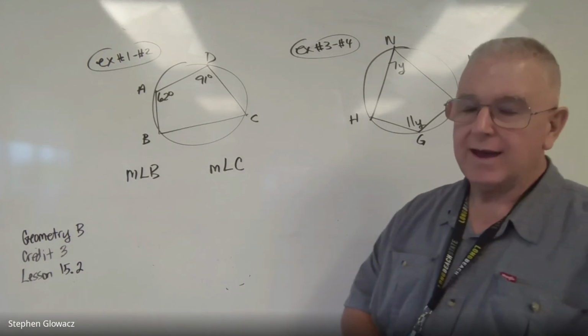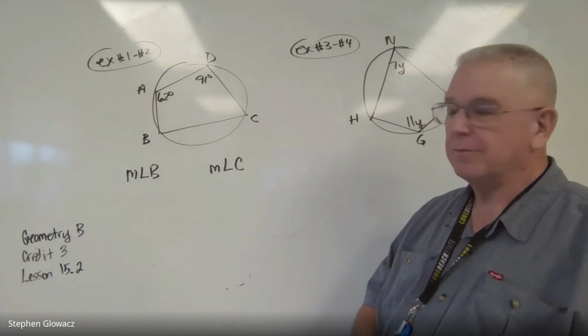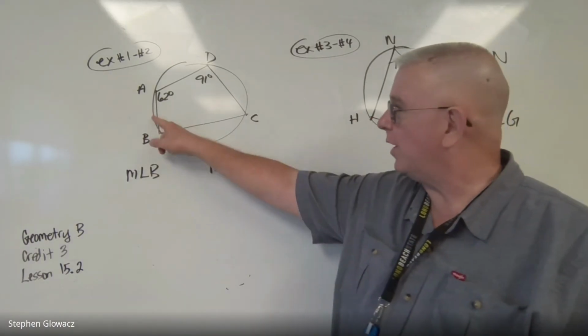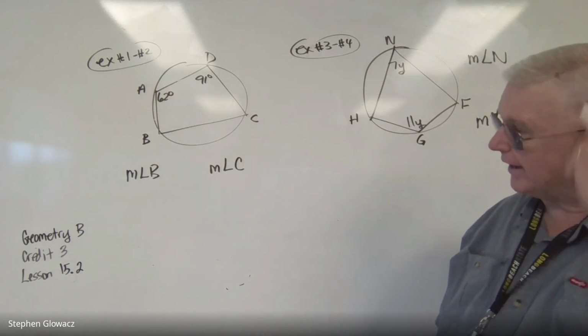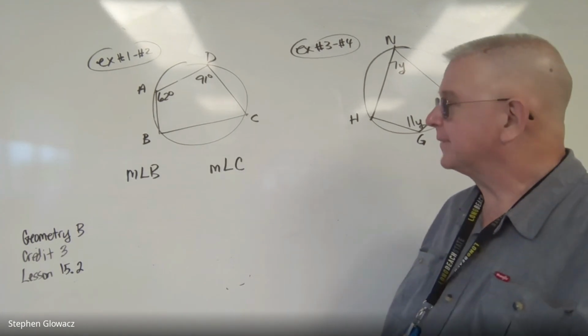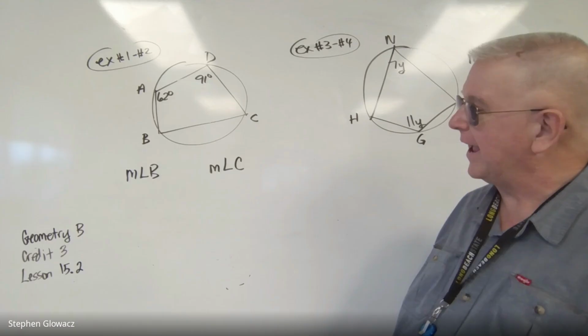Inscribed quadrilaterals, I should say. Quadrilateral means it has four sides, so 1, 2, 3, 4. In our last lesson, we were dealing with inscribed triangles for a couple of the problems. All right, so here we want to find the measure of angle B.